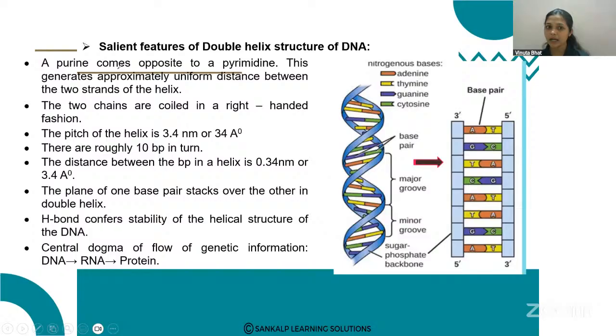A purine comes opposite to a pyrimidine. Purine, adenine, is bonded to which one? To thymine, right? That is the pyrimidine. This generates approximately uniform distance between the two strands of the helix. The two chains are coiled in a right-handed fashion.